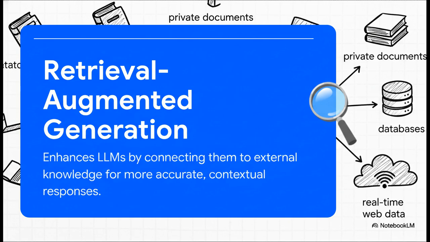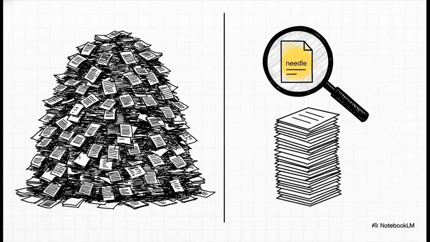RAG stands for Retrieval-Augmented Generation, which is a fancy way of saying it's the technique that lets your AI look things up. It's like giving your AI a library card to your company's private documents, your databases, or even live data from the web. This is absolutely key to making sure its answers are actually accurate and specific to what you need.